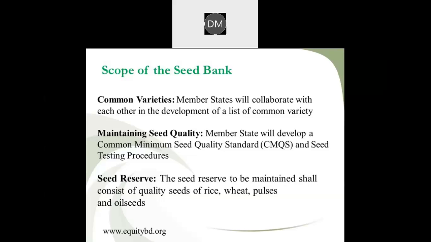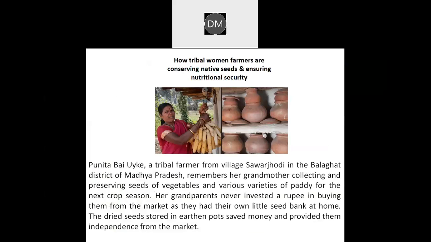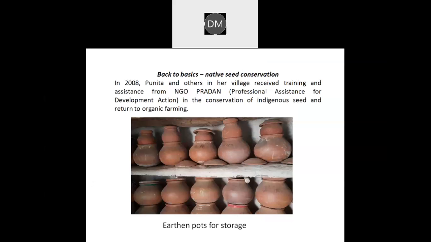Basically, for common varieties, member states will collaborate with each other, develop a list of common varieties, and maintain seed qualities and seed varieties. She is one of the best examples, Punita Okebhai. She conserves many seeds in mud pots. This is the mud pot, which we call matke in Marathi. So using this mud pot, Punita Bai stores many seeds, wild seeds as well as crop seeds. Process of seed storage in pots.